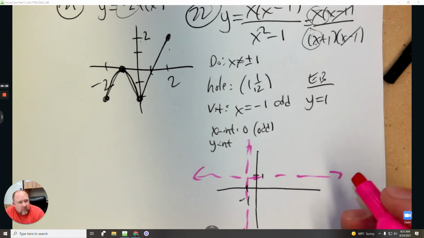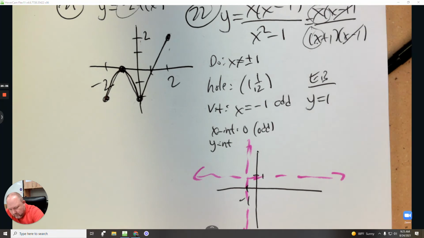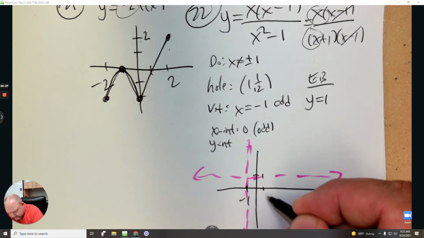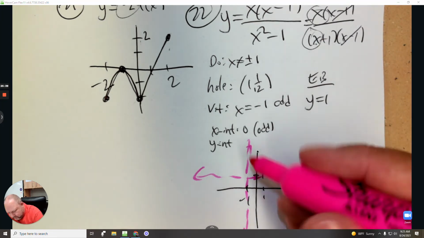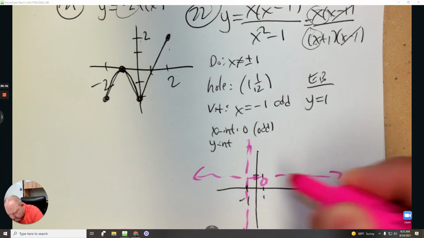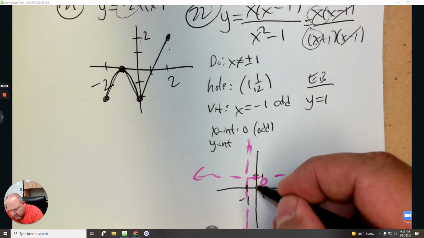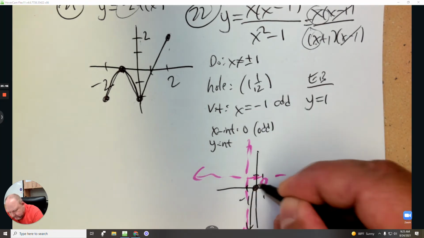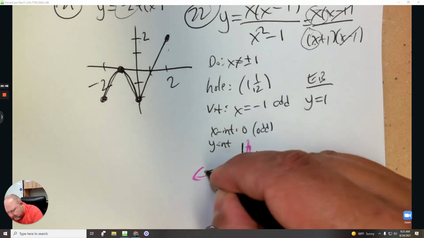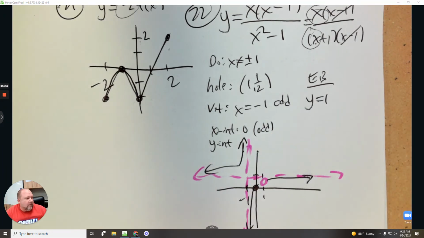There's also a hole. Where's it again? At 1 and 1/2. And there's an intercept here at 0. And then draw your picture. All right.